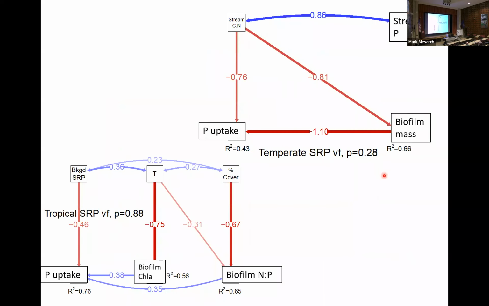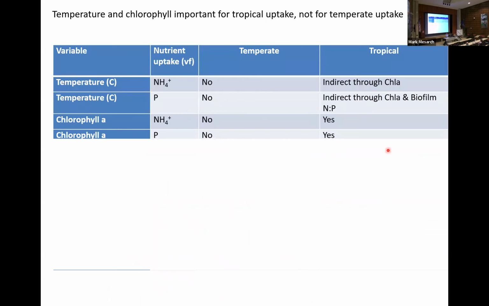I repeated this for all of the different nutrients, as well as, of course, for tropical and temperate streams, and have represented this as a table for lack of wanting to spend the rest of the day looking through path diagrams. So here we have temperature and chlorophyll, and we have the temperate model results and the tropical model results, as well as the different nutrients here.